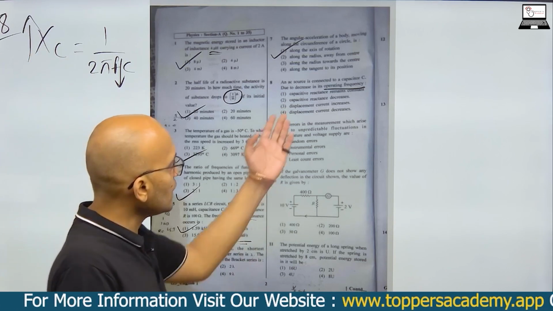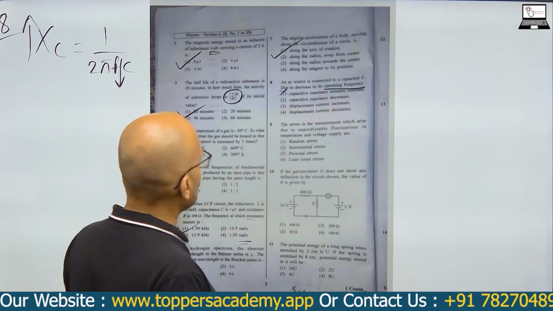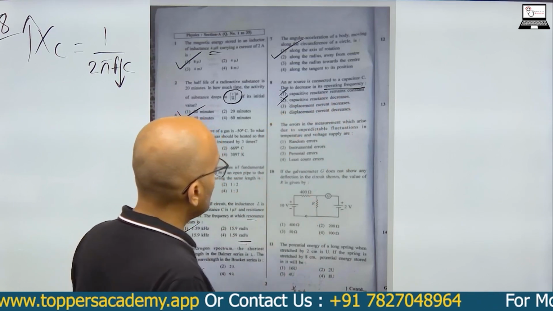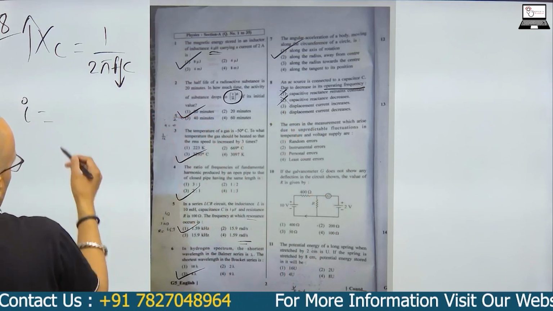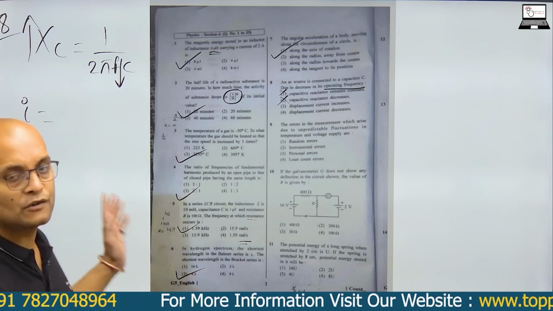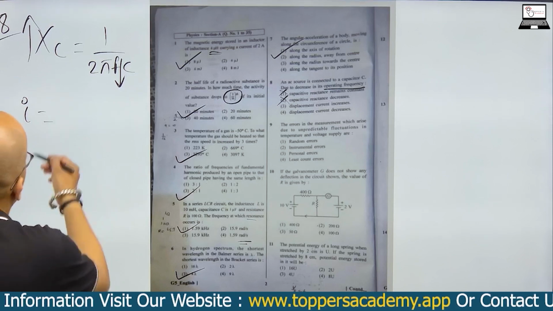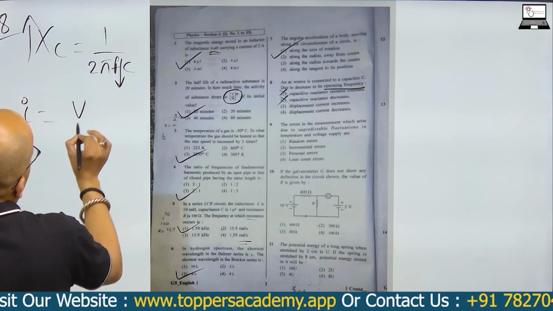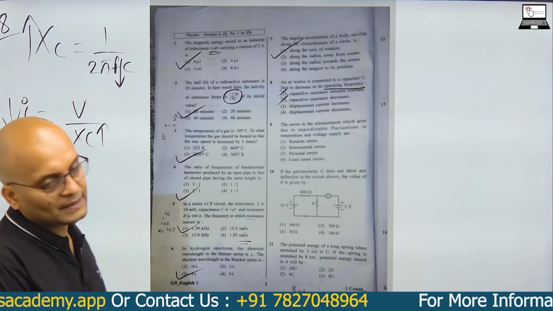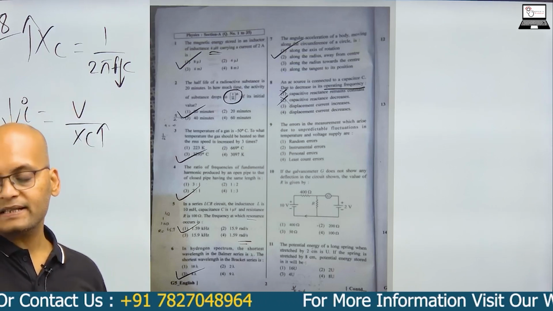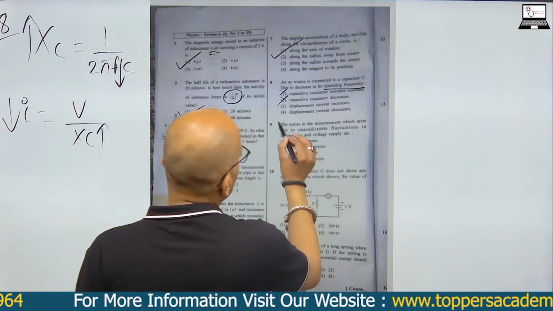And now the options are: capacitive reactance remains constant. No, this is wrong. Capacitive reactance decreases. No, it increases. Displacement current increases. Now please see, what will be the current here? Drift and displacement current here both will be same. So if it is talking about displacement current, it will be just the same case as that of drift current. Current is equal to V upon R, and here the role of R is being played by Xc. Xc is increasing, so current is decreasing. Yes or no? Clear? So which option? Option D is correct.